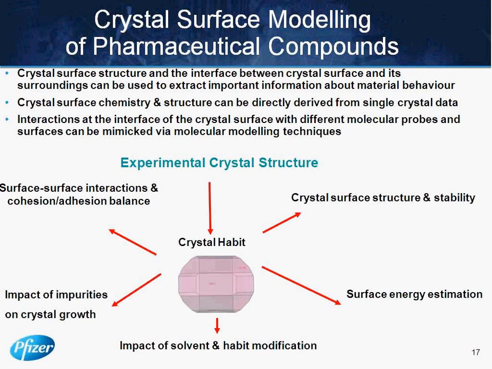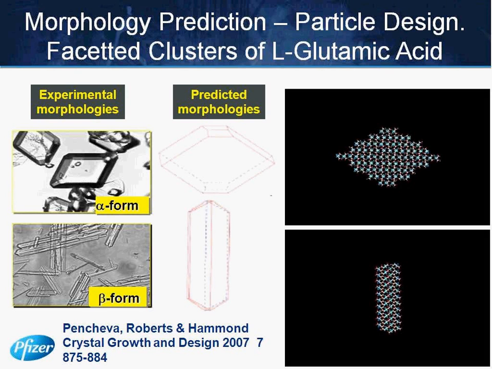And also start to look at things like the surface of the API and how it interacts with the surface of excipients or other APIs. So you start to open up this area of manipulating the environment to produce the crystal habits that you want. And here we have a couple of examples of the sort of technologies that I'm talking about. So this is glutamic acid.